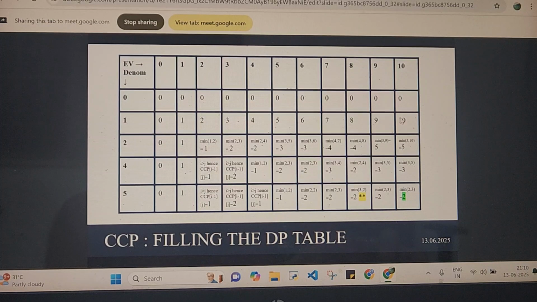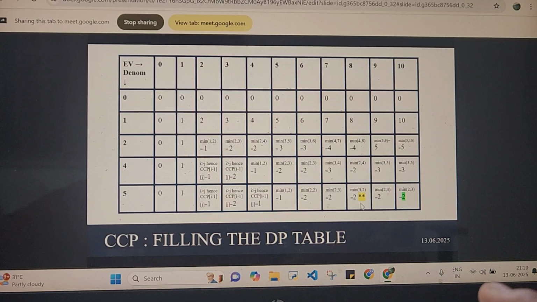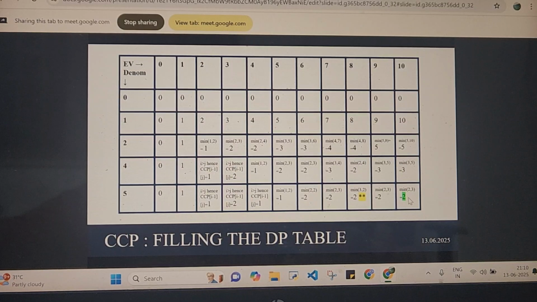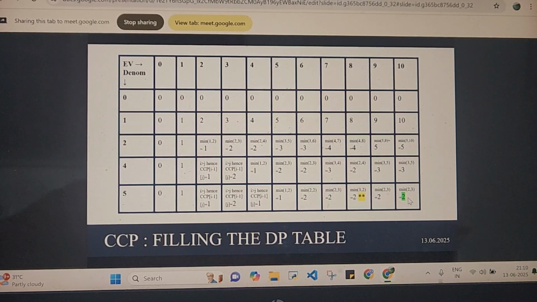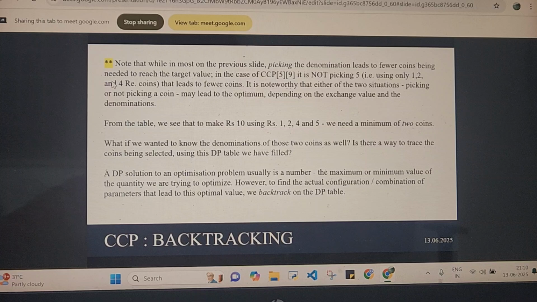And like I said, your answer, finally what the question wanted you to find out, is how to make 10 rupees using all these denominations in the minimum number of coins. So you go to your exchange value 10, you go to this final denomination which includes all of this, which is your bottom rightmost cell. That will be your final answer. So in this case, the final answer is you need only 2 coins to make 10 rupees if you have all of these denominations. That is what is written here.